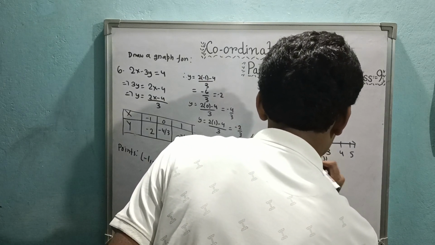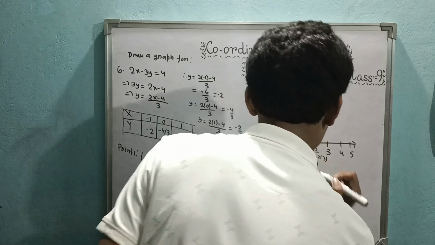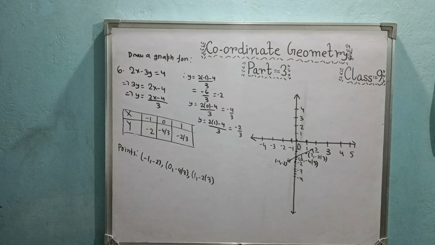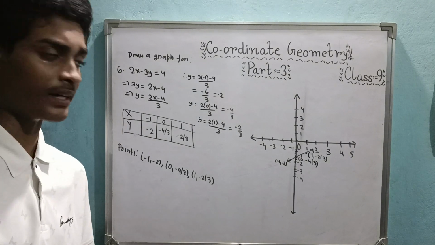Have you drawn a straighter line than this? Tell me. I have not drawn. I have drawn a perfect line here. This is the answer. So you can take subdivisions.